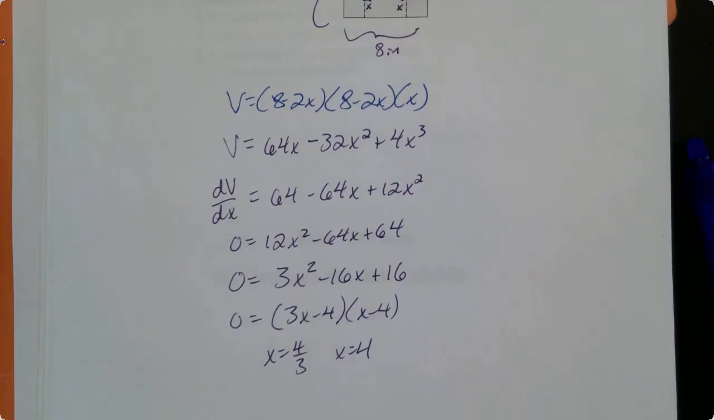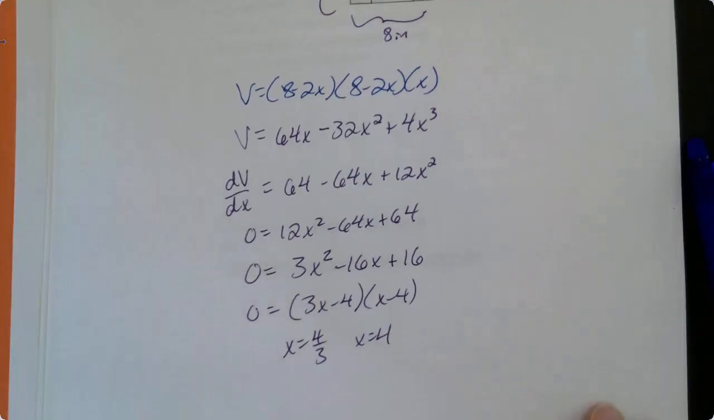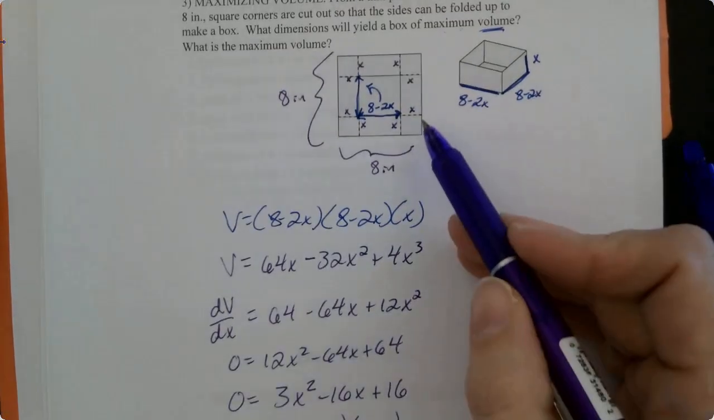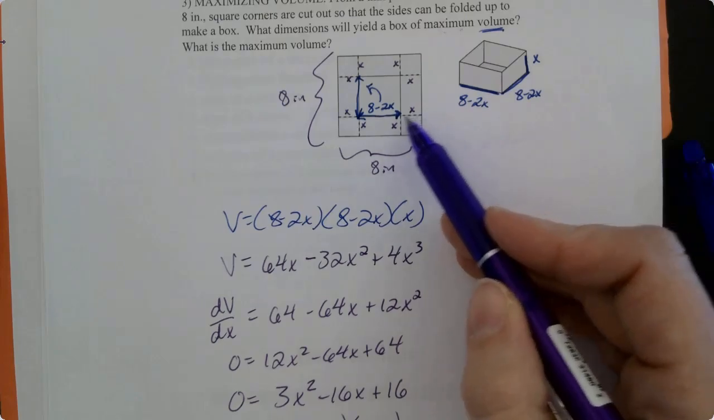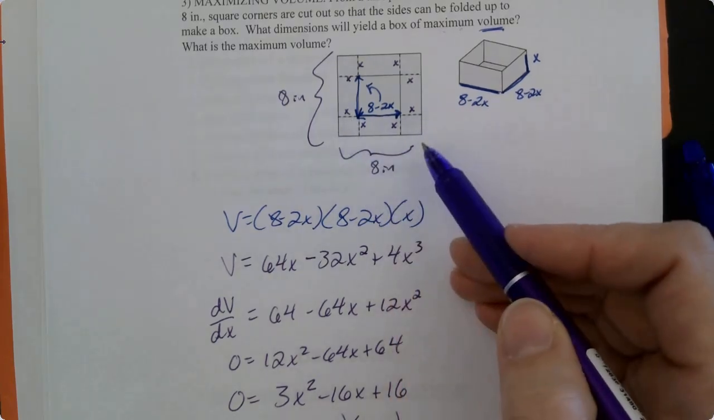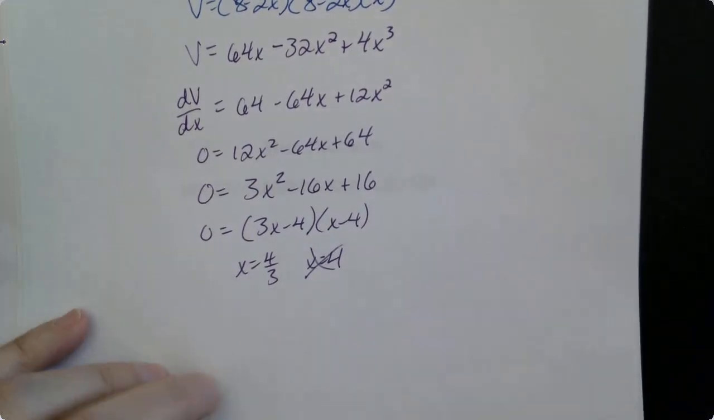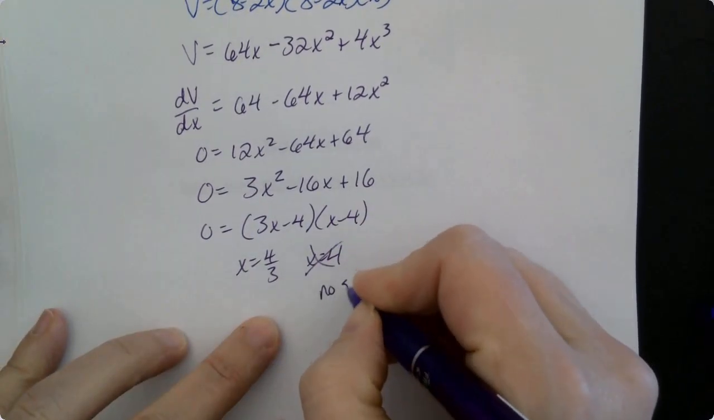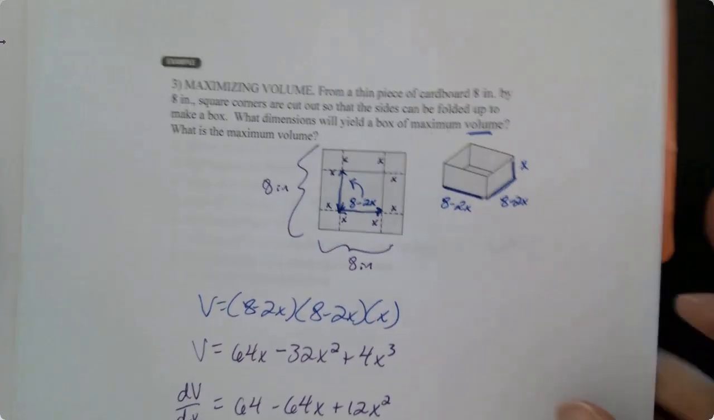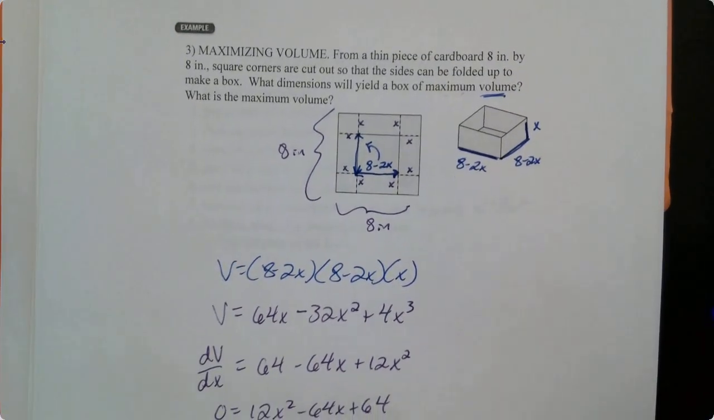However, these numbers are in the context of a situation. So let's take a look at the 4. Remember, the x represented the size of the square that we're cutting out. If this is 4, and I cut out 4 on this side, and the whole thing is 8, I don't have a box left. So we can rule out the 4 because it makes no sense in the context. That means the 4/3 is going to be our one and only value that's going to maximize that volume. So now let's make sure that we are answering the question.